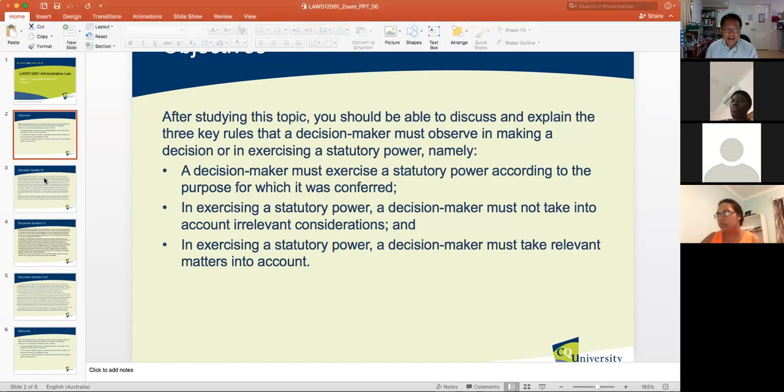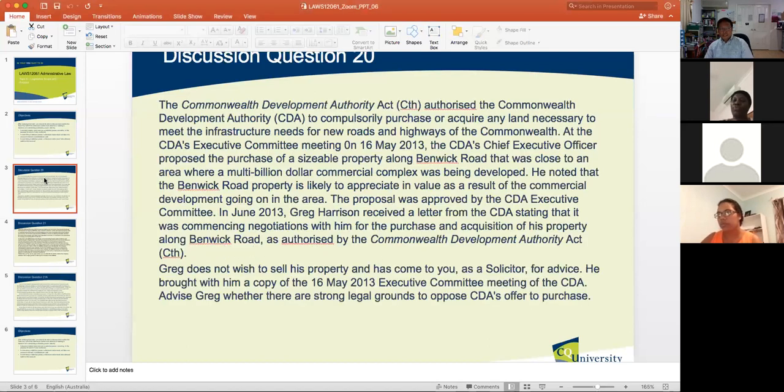So having said that, let's examine at least 3 discussion questions. There is a 3rd discussion question which I formulated today because I realized that there were only 2 discussion questions, and it might be good to dig deeper into the administrative law topics by coming up with a 3rd problem-based question.